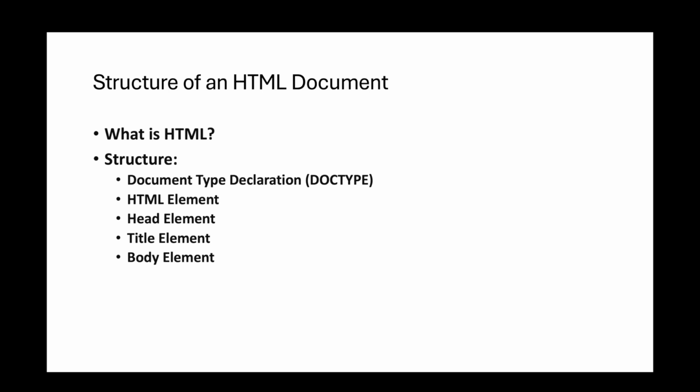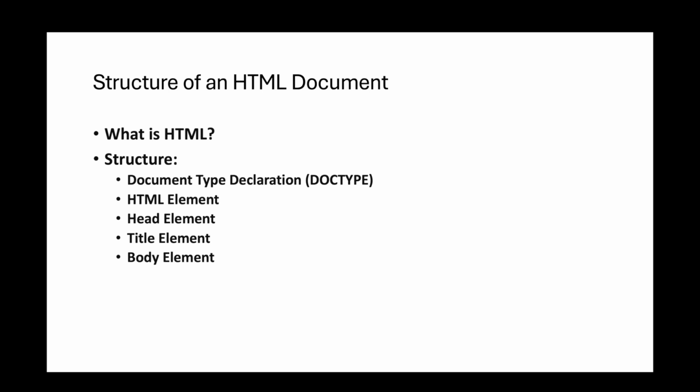An HTML document is composed of several key components that define its structure and content. These components include the document type declaration, doctype, which specifies the HTML version being used and helps browsers understand how to interpret the document. The HTML element is the root element of an HTML document, which contains all other elements. It is typically denoted by html tags.